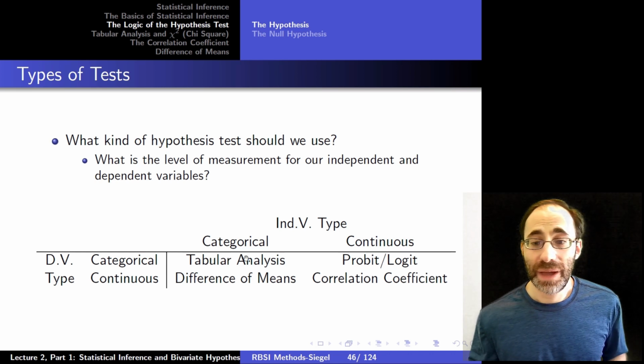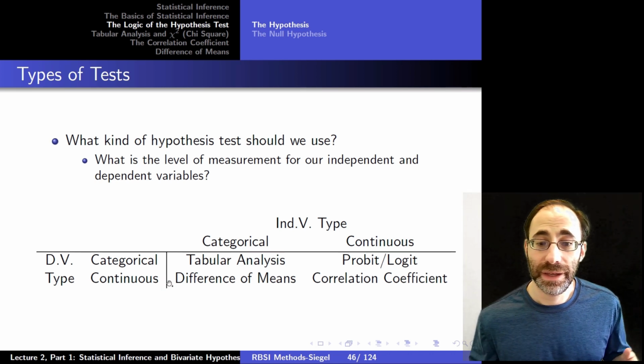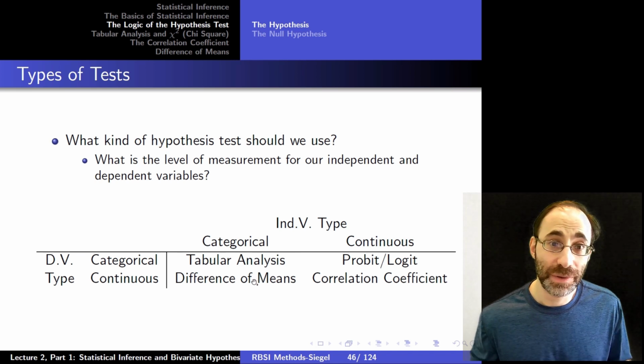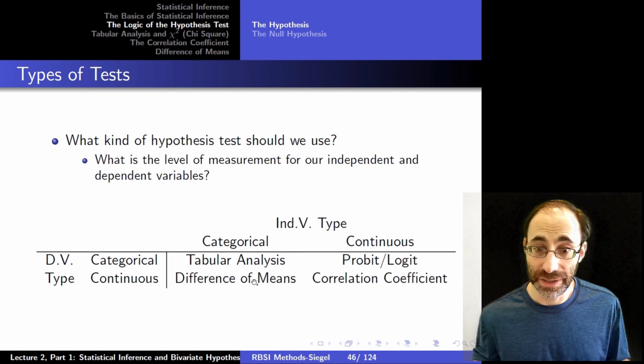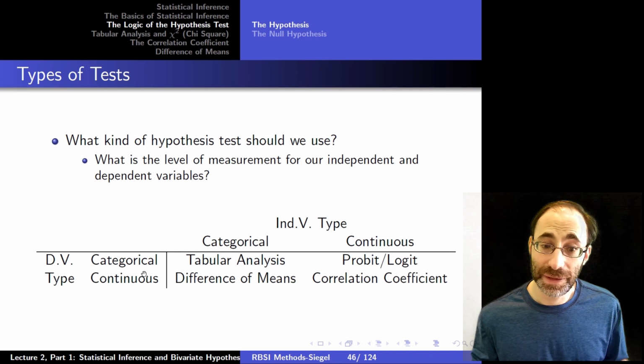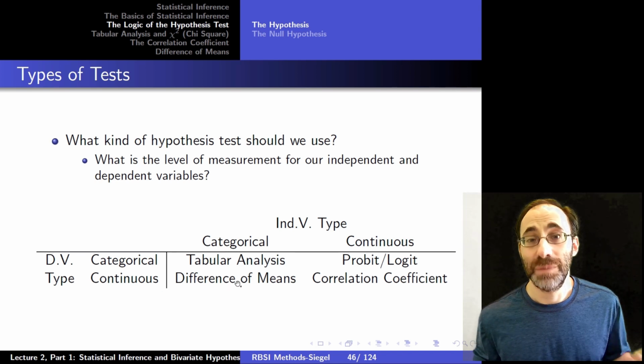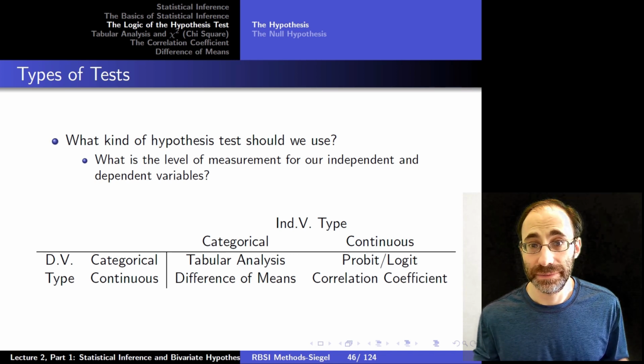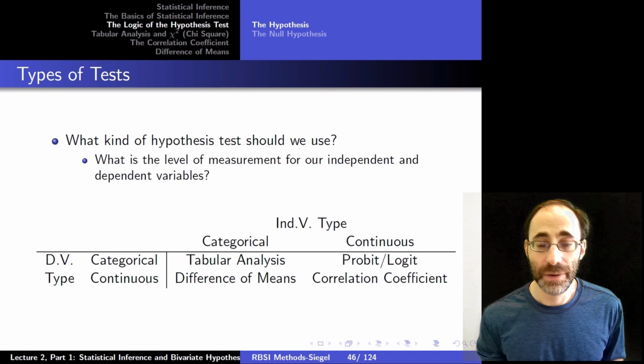And then finally, if we have an independent variable that's categorical, so we have treatment or control, for instance, 2 categories, but a continuous dependent variable, we're going to use difference of means. We're going to compare the means of the dependent variable within each of the samples and see how different they are. Okay.